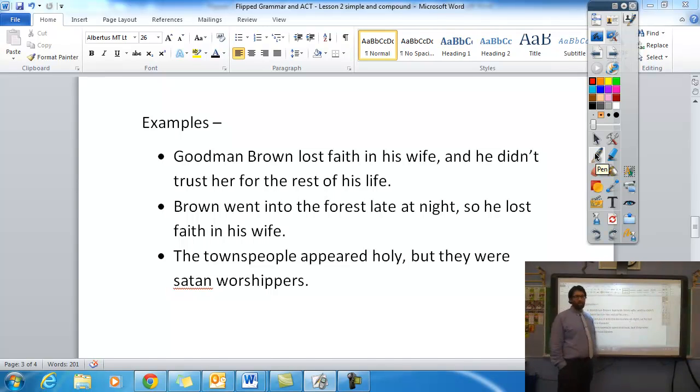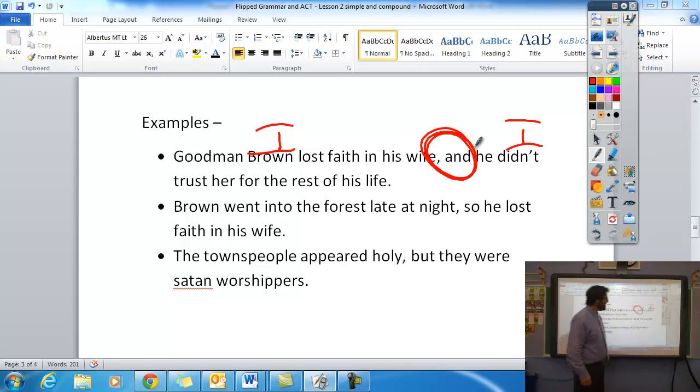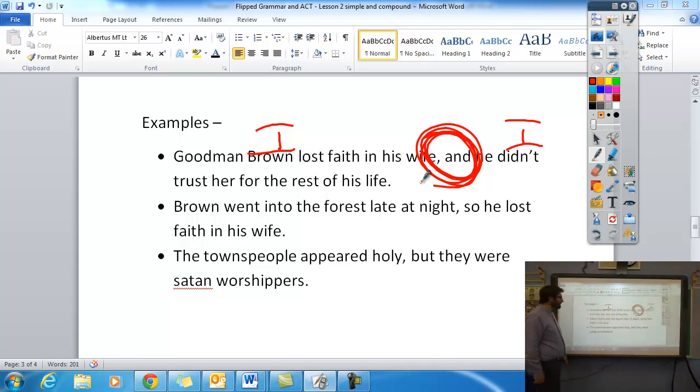Goodman Brown lost faith in his wife. That could be its own sentence, so that's an independent clause. He didn't trust her for the rest of his life. That could be its own sentence. We join those two together with a comma and the fanboy and. He lost faith in his wife, and he didn't trust her for the rest of his life. Those two independent clauses are brought together in the same sentence with the comma, fanboy, and. Okay? How about the next one?